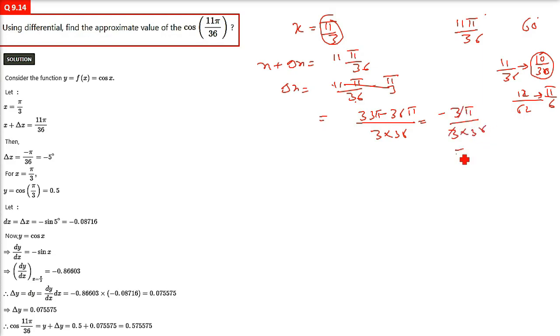3 gets cancelled. Minus pi by 36 it is. Now in order to find out the degree, just multiply it by 180 by pi. So pi gets cancelled. 36 fives are 180. So it's negative 5. So delta x is your negative 5 degree.